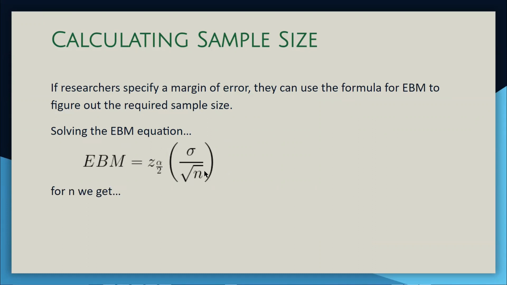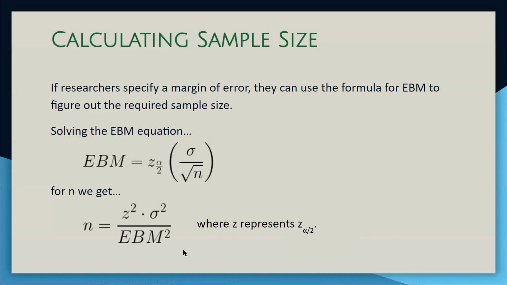We know to get rid of square roots, we have to square everything. And then we're going to multiply both sides by n, divide both sides by that error bound, and we end up with the sample size is z squared times sigma squared over the margin of error squared, where z is z alpha over 2. This is the one instance where even if you're using a calculator to do confidence intervals, you might need to look up that z alpha over 2 value on your calculator or table.